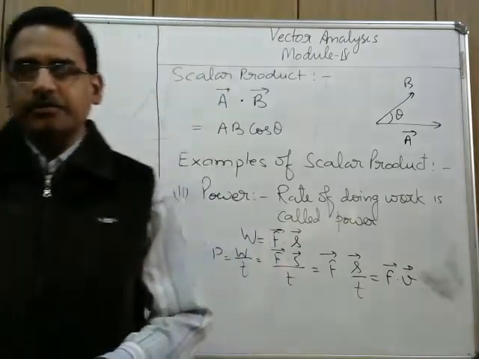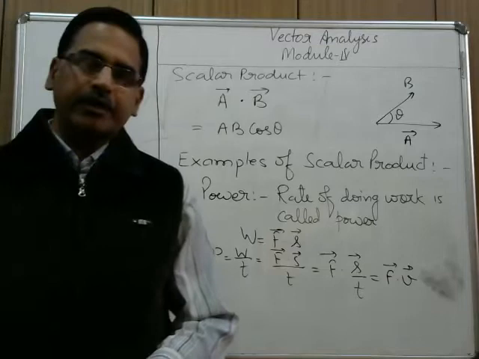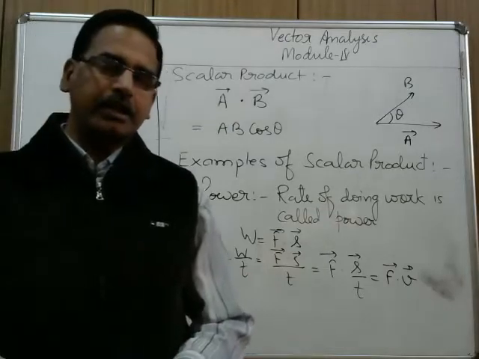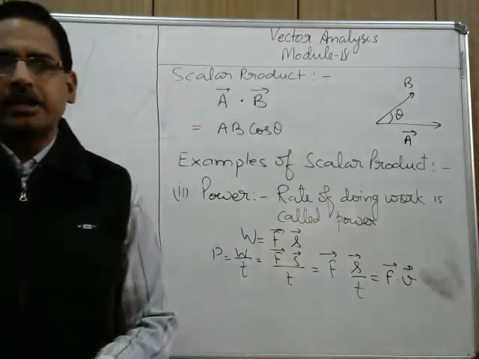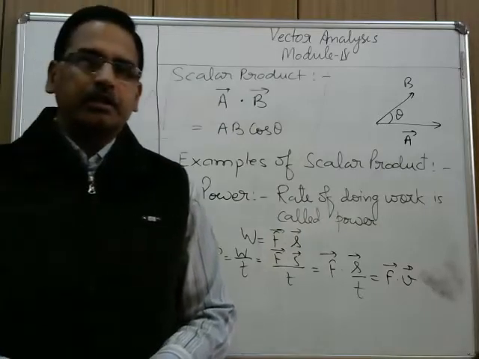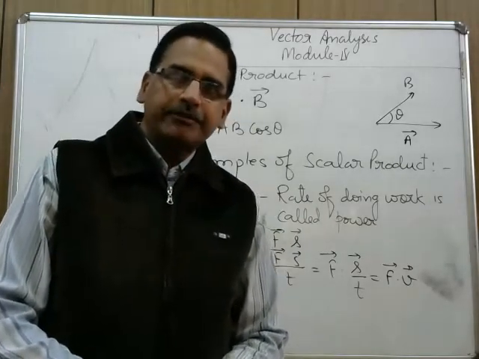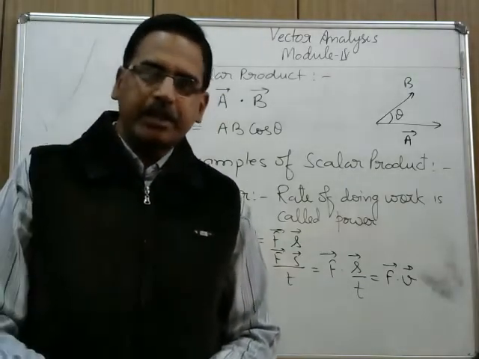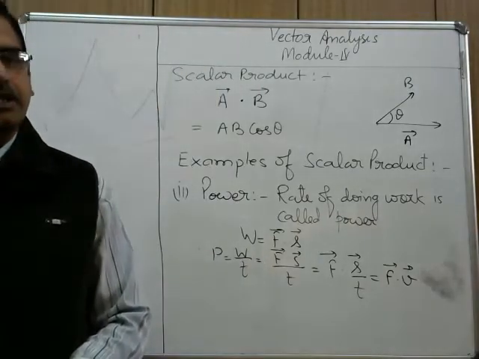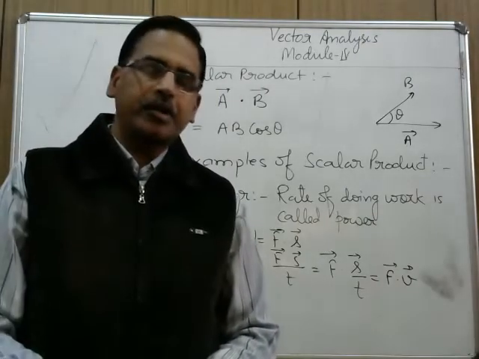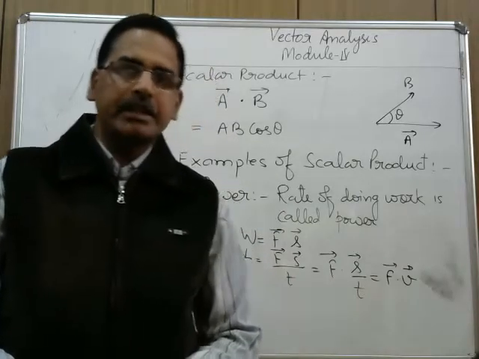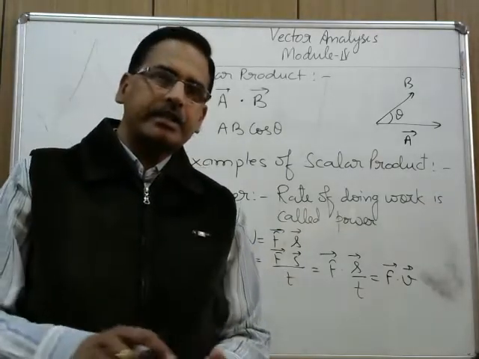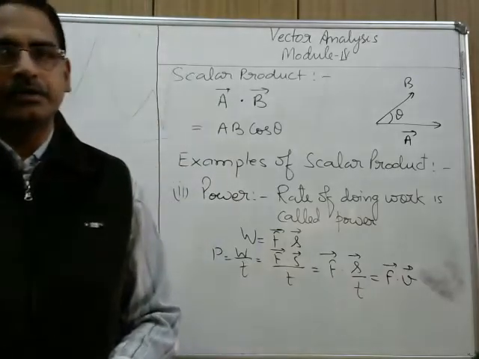So, once again I am telling you, a scalar product of two vectors A and B is defined as A dot B equals AB cos theta. That is, a scalar product of two vectors is a scalar quantity equal to the product of their magnitudes and cosine of the angle between them. Two examples I have given. Work is a scalar quantity because it is the scalar product of force and displacement. Power is a scalar quantity because it is the scalar product of force and velocity. Now we will discuss some properties of scalar product.